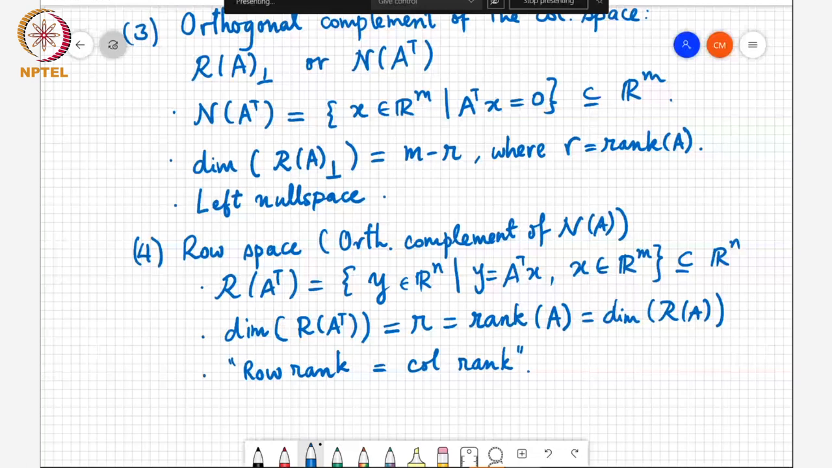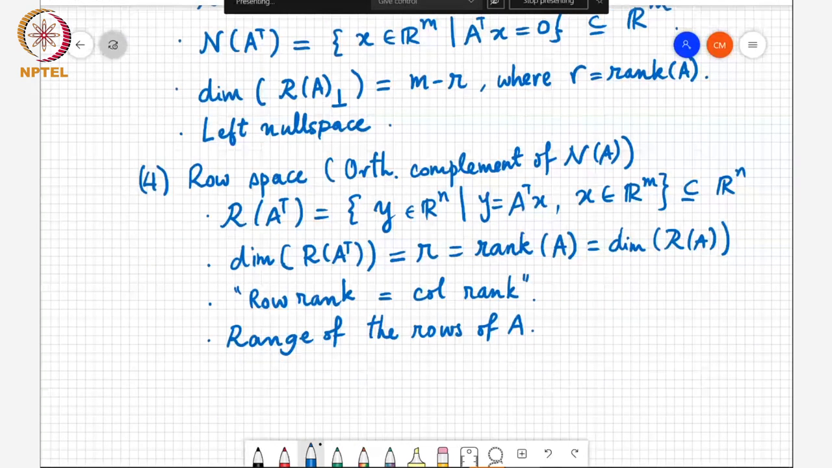Sir, is orthogonality the only way of defining the complement of that subspace, or is there any other way that the complement of the null space of A or row space of A can be defined? See, there are many other definitions of complement, but for defining these fundamental subspaces, we need to use this notion of the usual inner product and define orthogonal subspaces.